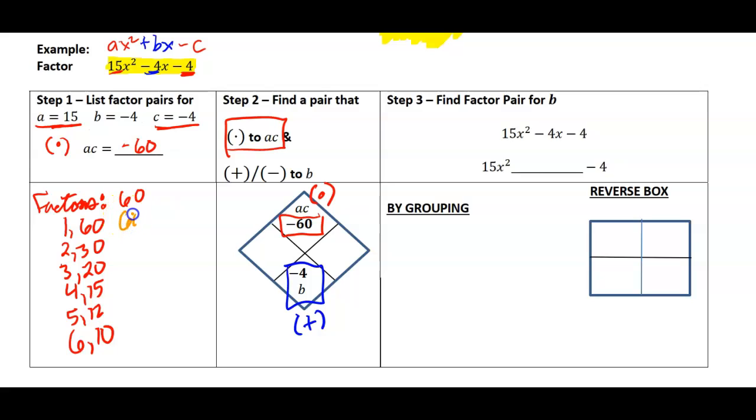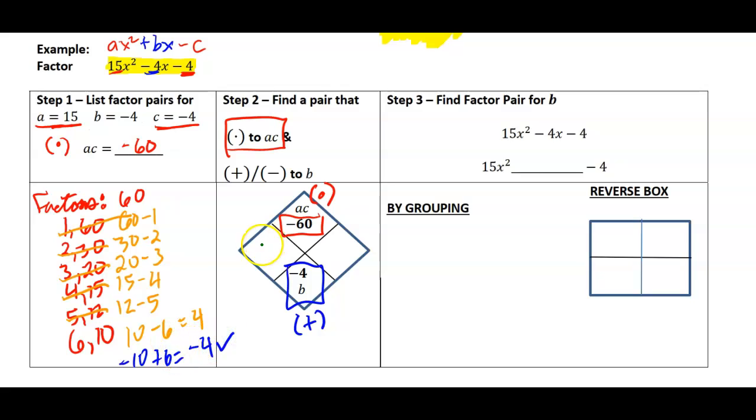So let's look at this. 60 minus 1, no. 30 minus 2, that's 28, no. 20 minus 3, that's 17, no. 15 minus 4, that's 11, no. 12 minus 5, that's 7, no. 10 minus 6. There's a 4. Not quite yet, because what I'm supposed to have is negative 4. So I probably need to change my sign. So let's do negative 10 plus 6, and now that does equal negative 4.